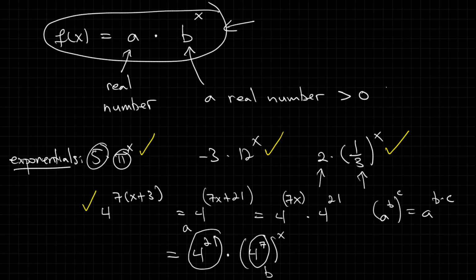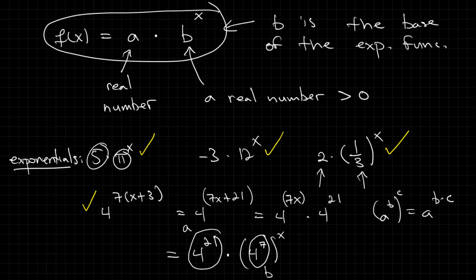Now let's conclude with an important definition. In exponential functions, the number b has a name. So b is called the base of the exponential function. So if I have my exponential function of -3 times 12 to the x, we would say that the base is 12.